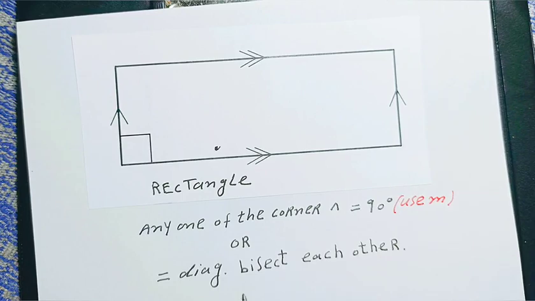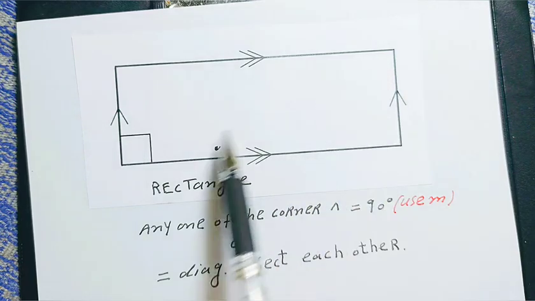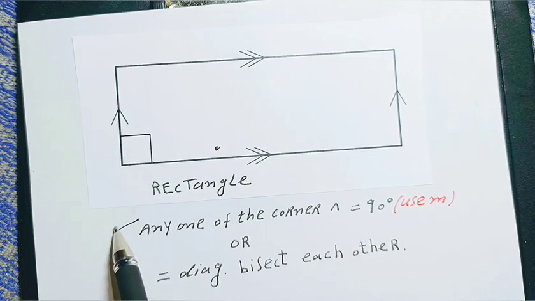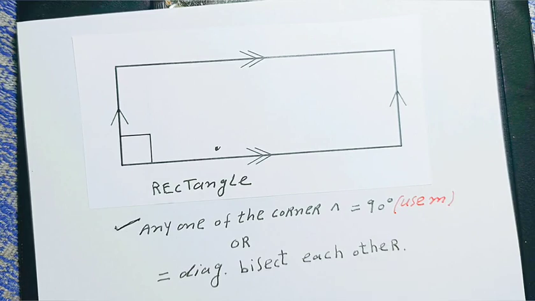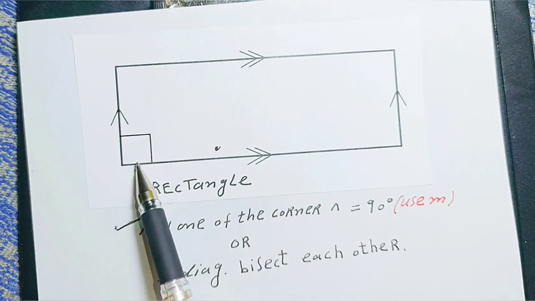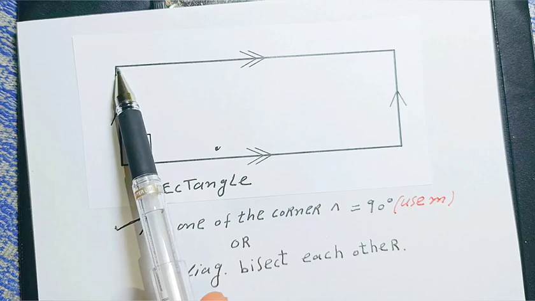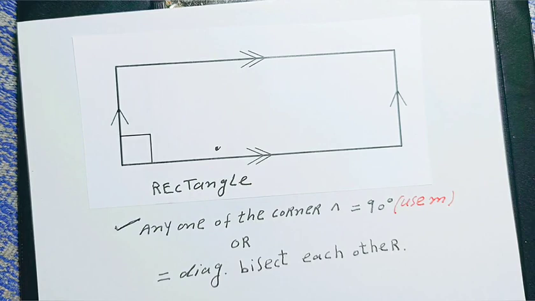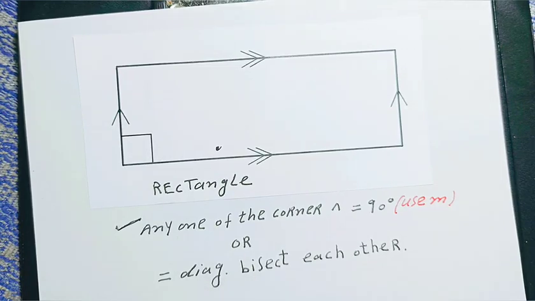Or you can use equal diagonals that bisect each other. In this case the diagonals are equal and they bisect each other, but I prefer the first one. We're always going to use this one: any one of the corner angles equal to 90 degrees. If you want to prove equal diagonals, you take the first diagonal from this vertex, and from this vertex to this one is the second diagonal, and you need to use the distance formula. If they are equal, then this is a rectangle.